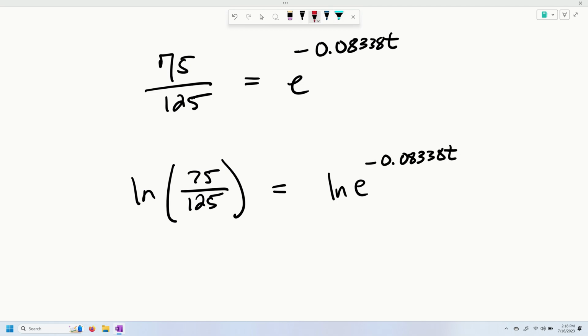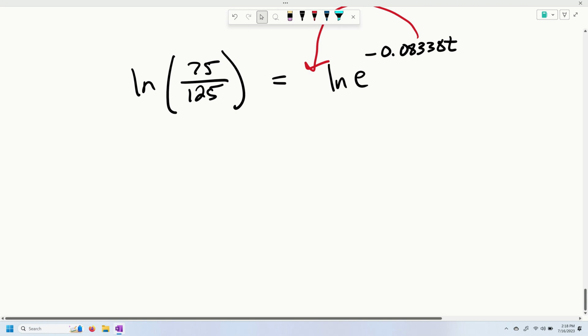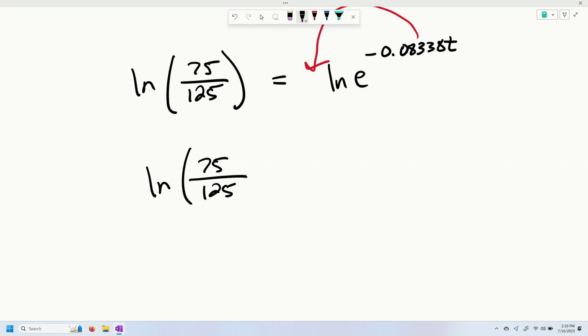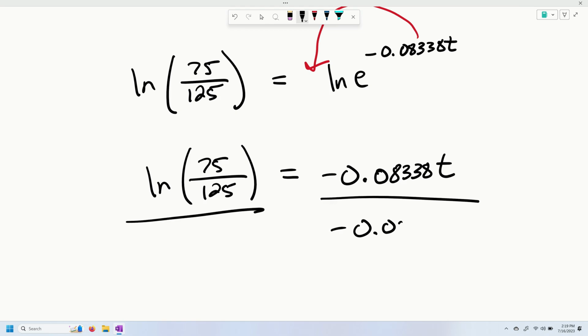Apply our property for exponents dealing with logs. We know that's going to come out front. We also know the natural log of e is 1. So we just get the natural log of 75 over 125 equals negative 0.08338t. And then finally, we're going to divide both sides of our equation by that negative 0.08338.